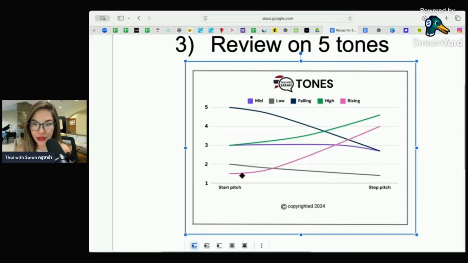The way that I teach the high tone is you have to start quite high, as high as the mid tone. If you start low, it's going to come out as rising. And usually you'll get freaked out towards the end of the tone and go up there. So that's why it ends up being rising. Like ma, ma, like this. Okay, so high here: ma, ma.